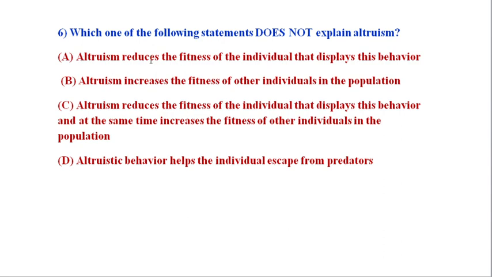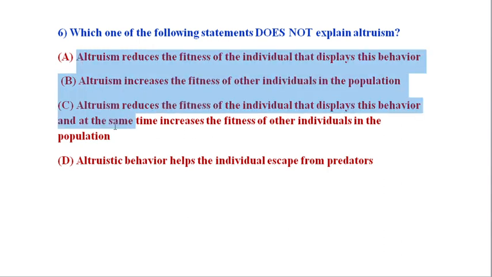First, altruism reduces the fitness of the individual that displays this behavior. Yes, correct. Altruism increases the fitness of other individuals in the population. It is also correct. Altruism reduces the fitness of the individual that displays this behavior and at the same time, it increases the fitness of other individuals in the population. It is also correct. So, all three options are correct.